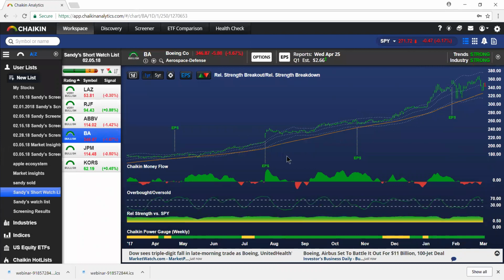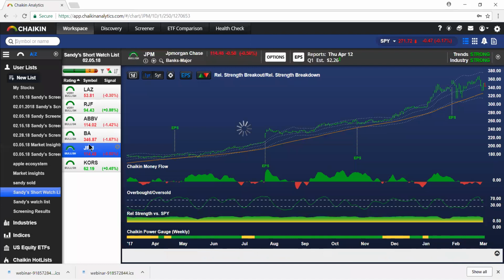Boeing. I mean, this is beautiful, right? This is one of the best performing stocks of 2017. And this is where you want to buy it, on these pullbacks here. And we've had recently some nice pullbacks, as I pointed out earlier.